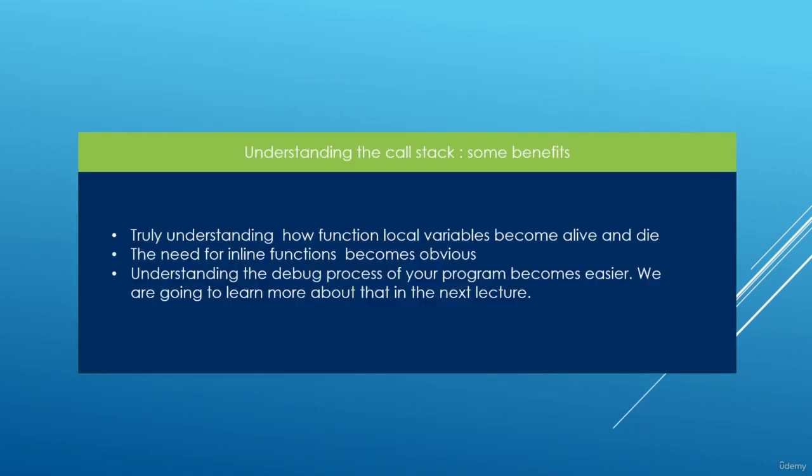And why do you really need to care about this? Well, this is going to make you understand how local variables become alive and die, because local variables are scoped to the activation record, which is to the top of the stack. Your local variables are only going to be alive when the activation record of your function is to the top of the stack.